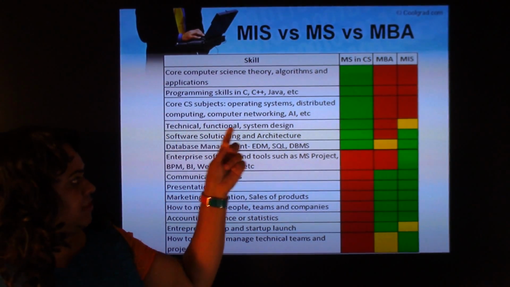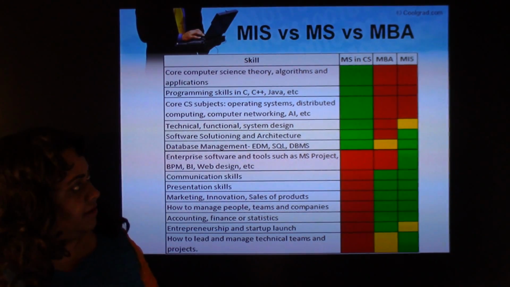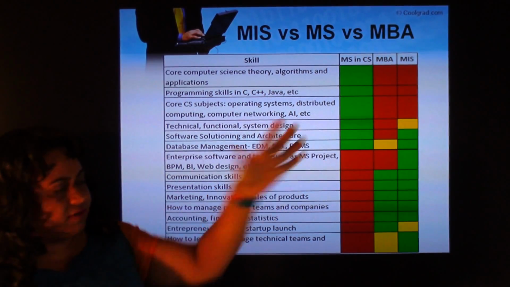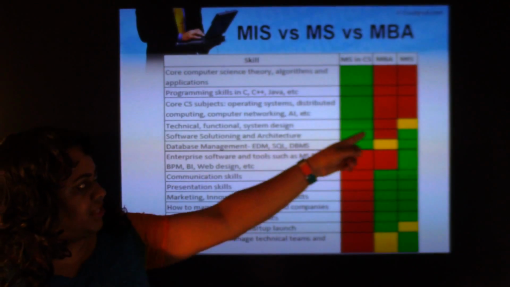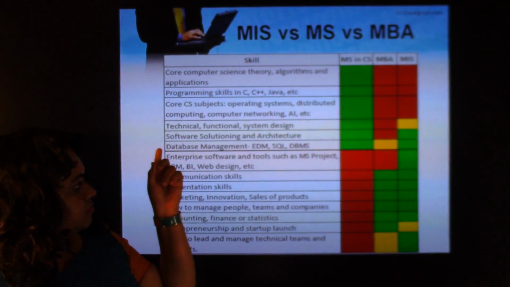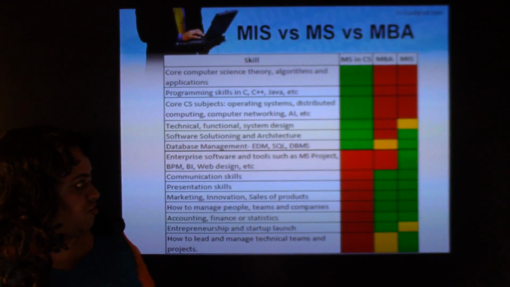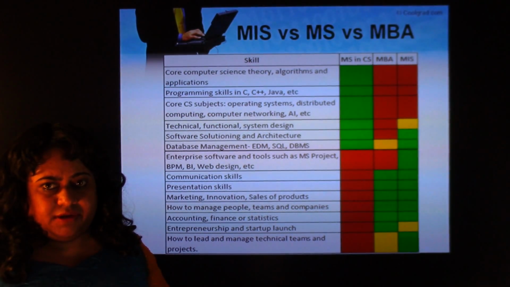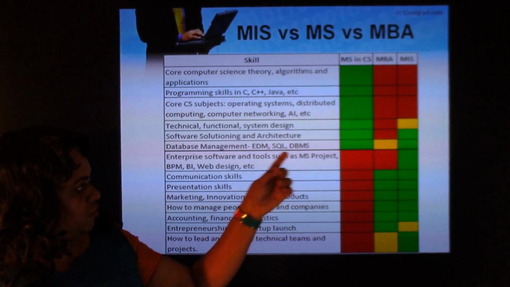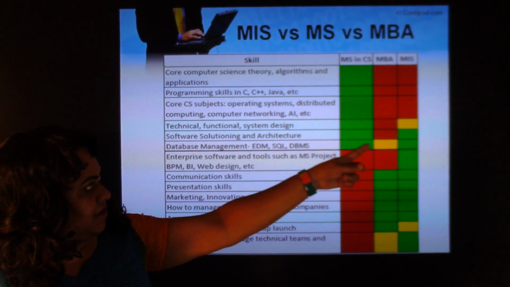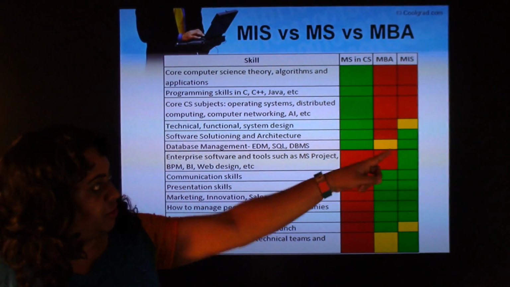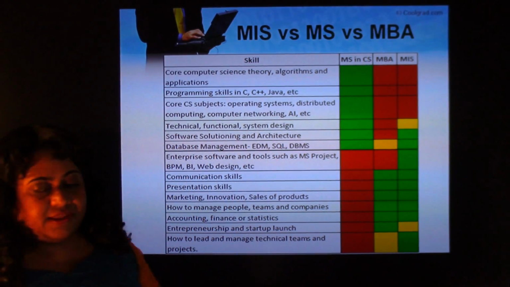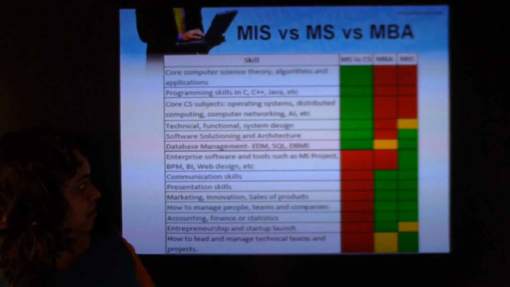So technical functional system design, that is also mostly MS in computer science and also to a great degree in MIS, but usually not in an MBA. So software solutioning and architecture. You want to learn about how to design a software system at an architectural level, then you should do MS in computer science and not MBA. Or you can also do MIS. They still teach you solutioning and architecture in an MIS program, usually.